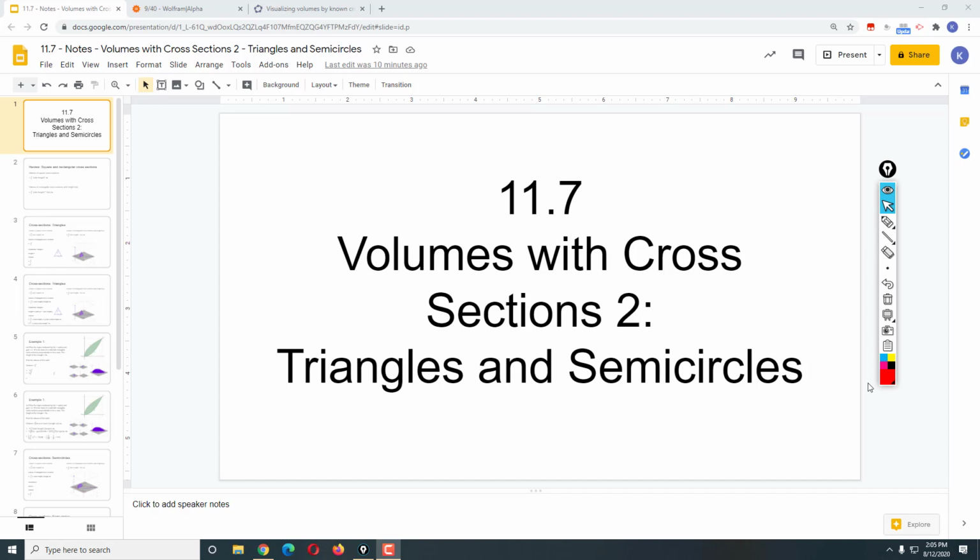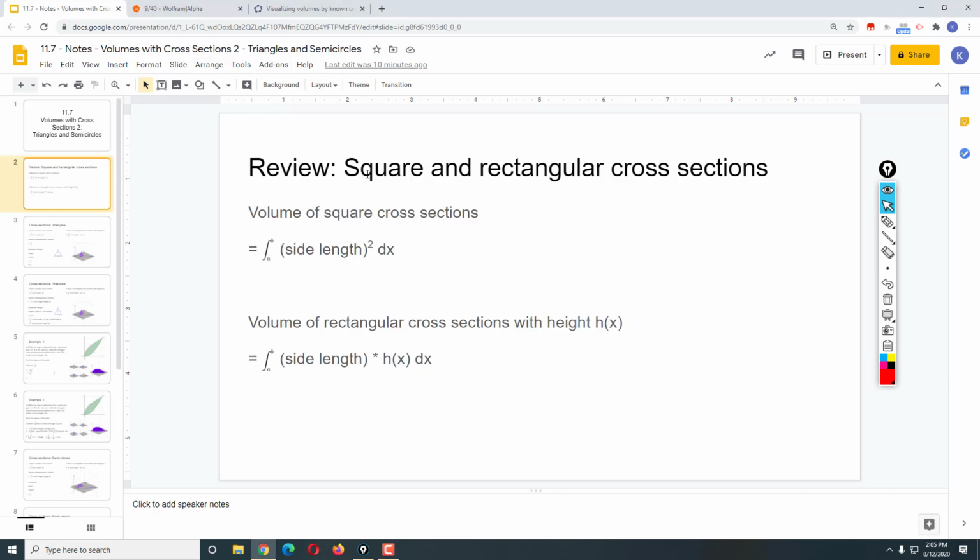11.7 Volumes with cross-sections 2, triangles and semicircles. This is going to be very similar to our last lesson, 11.6, where we figured out how to find the volume if our cross-sections are squares and rectangles. This time we're doing triangles and then semicircles. So triangles.